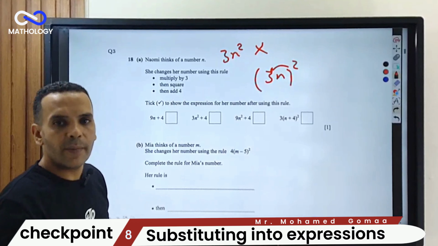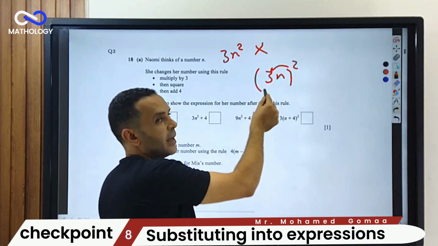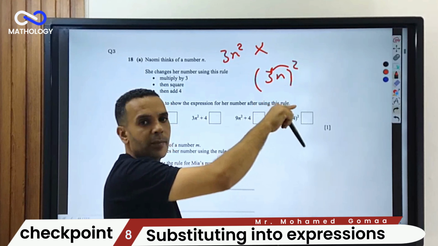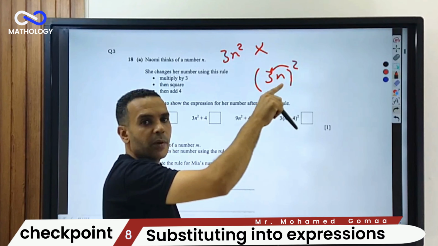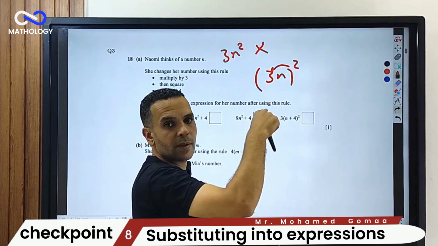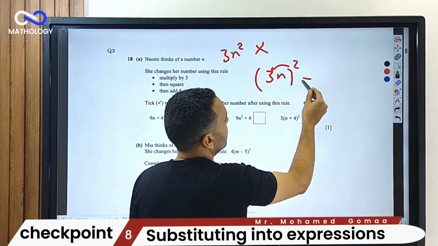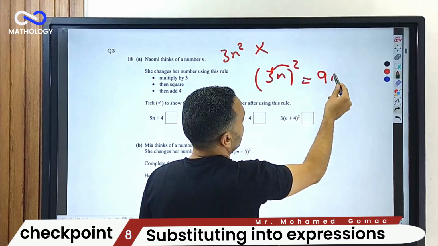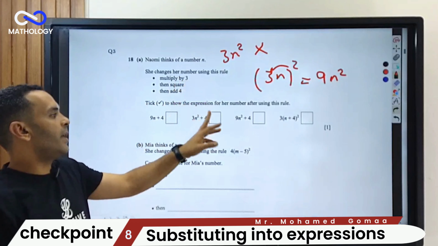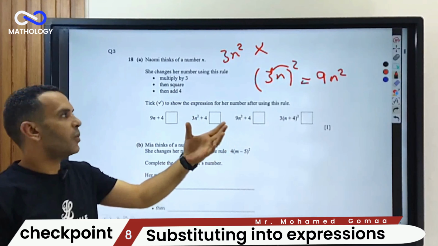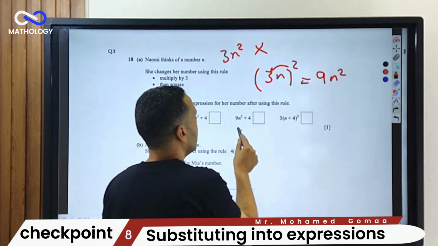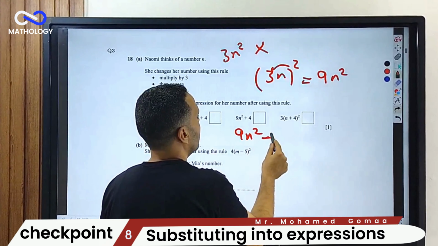Okay? Distribute the power above the letter and the number. Don't only distribute it above the letter. Don't forget both the power above the number and above the letter. Distribute the power. It will be 3 power 2, which equals 9, and n power 2, which equals 9n power 2. Multiply by 3, 3n, then square, it will be 9n power 2, then add 4. Okay, it will be 9n power 2 plus 4.